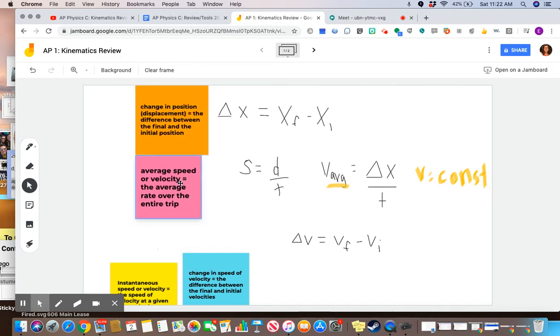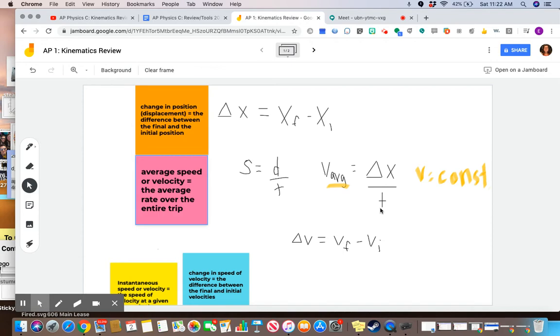When we're talking about average speed or average velocity, it's the average rate of motion over the entire trip. Okay, so if they're asking for average speed, we take the total distance and we divide by the total time. If we're asked for average velocity, or we're told that the velocity is constant, which means there's no acceleration, we can use change in position, delta x, over time.